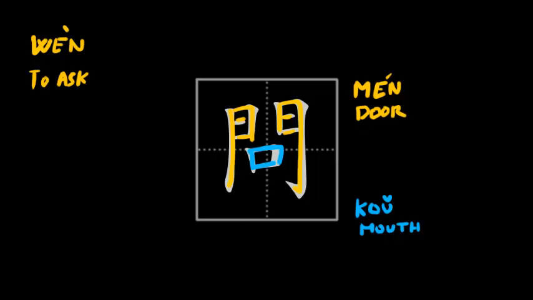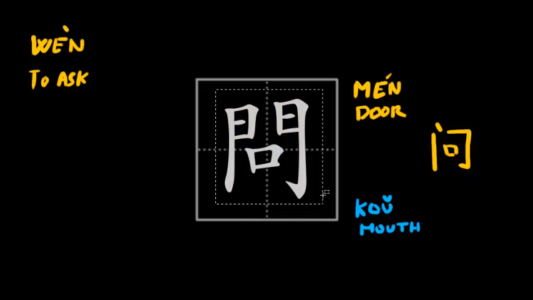Now the character that you can see on the screen over here is the traditional version. The simplified version of the character is written like this. So the men, the door, is simplified into three very simple strokes. Let me show you how to write this character. Really very easy.